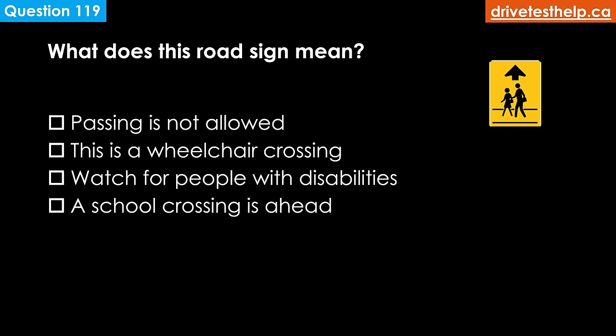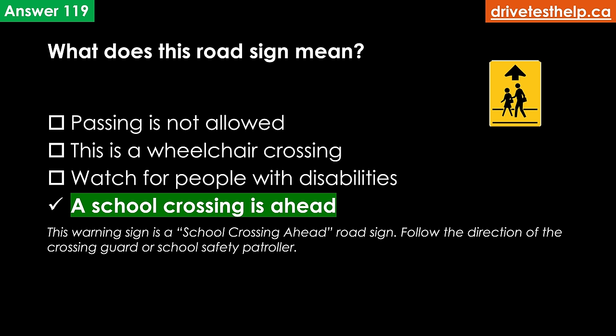What does this road sign mean? Passing is not allowed. This is a wheelchair crossing. Watch for people with disabilities. A school crossing is ahead. Correct answer, a school crossing is ahead. This warning sign is a school crossing ahead road sign. Follow the directions of the crossing guard or a school safety patroller.